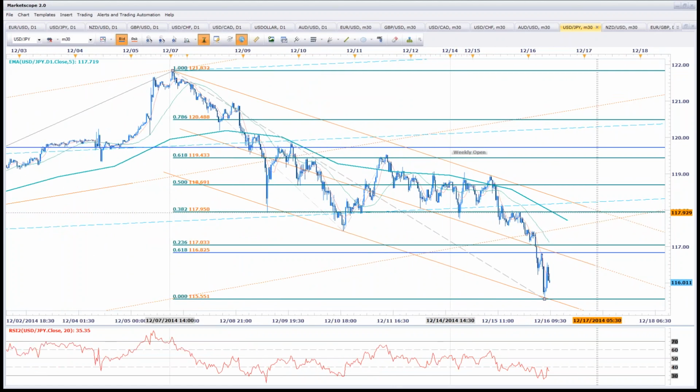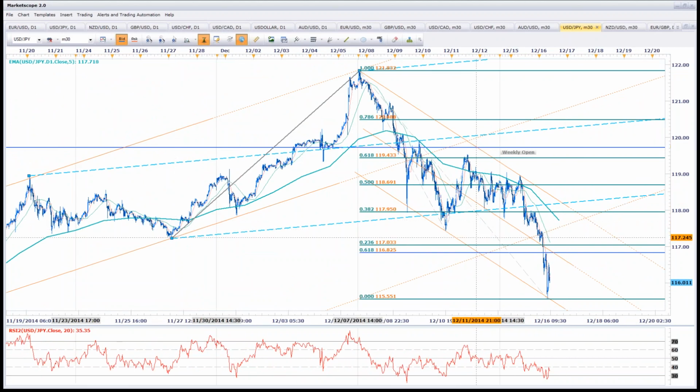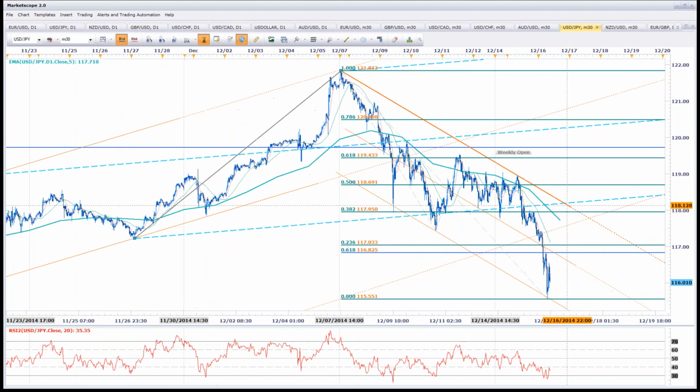But as long as you stay below this region, I'd be looking to sell rallies. You might get a stretch into 118 or so to check this pitchfork I was working with into the start of this week. And that takes you a little bit higher, maybe into 118.20 or so.